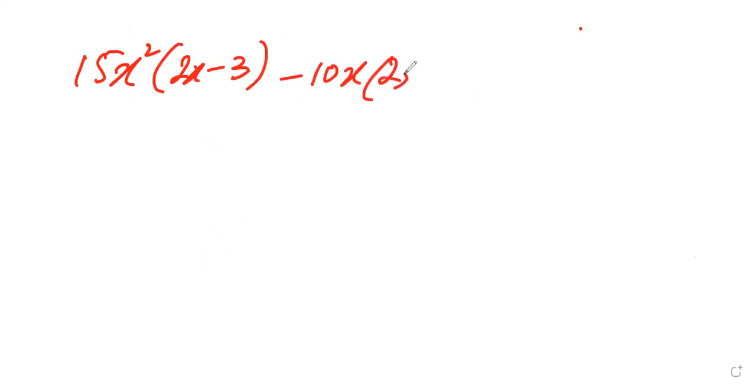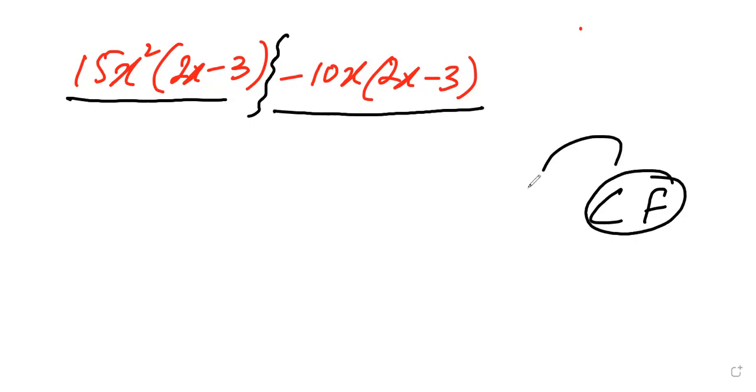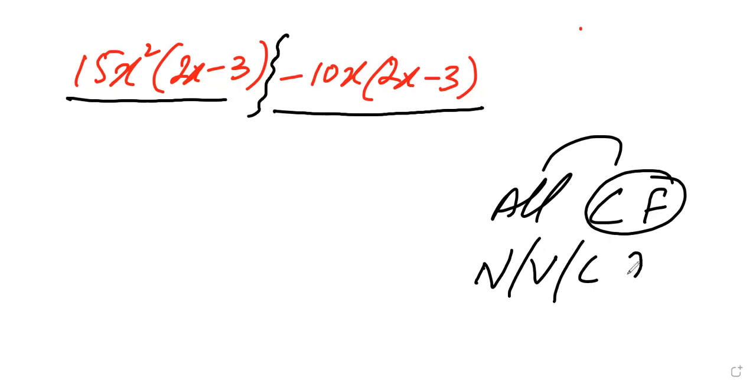10x, 2x minus 3. We know, guys, that when the teacher says factorize, they definitely give you more than one term. This time we have two terms. So we will find the common factor in the first term and in the second term. This is called all common. All common means we find a common factor in both the terms. A common factor means a number which can divide both of them, a variable which can divide both of them, or a bracket which divides both of them.